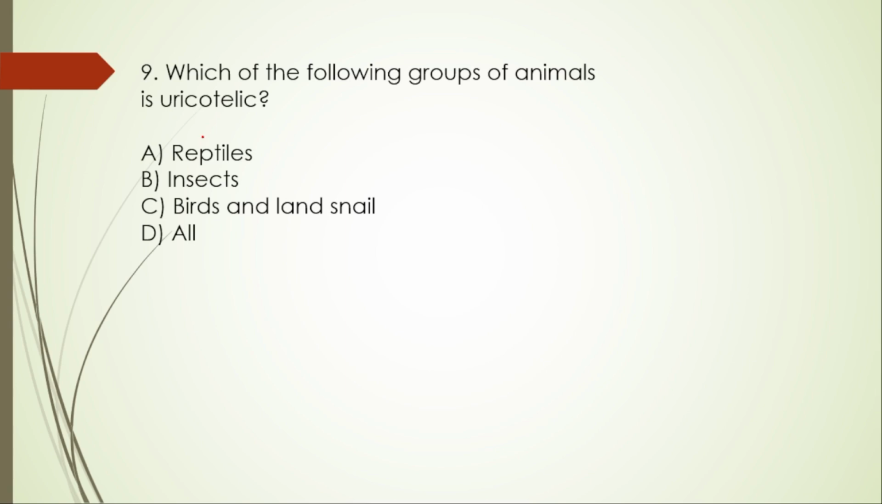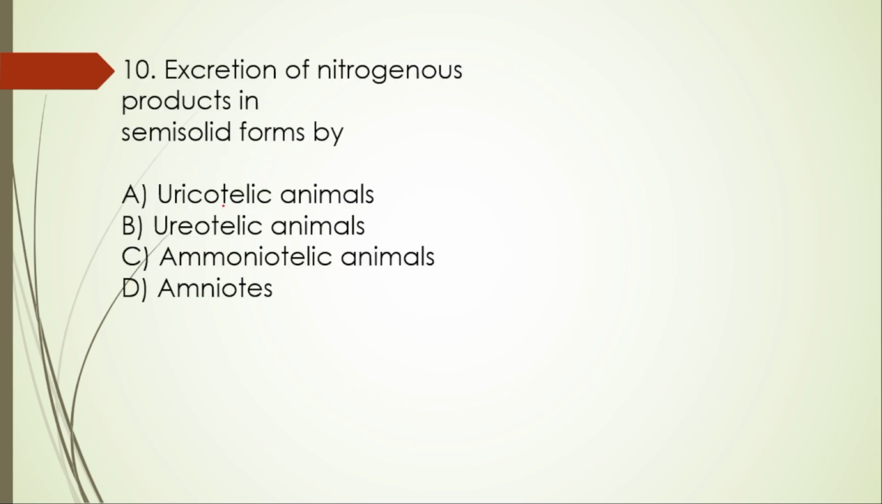Which of the following group of animals is uricotelic? A, reptiles, yes. B, insects, yes. C, birds and then land snails. This is also right. So the right option is option D.